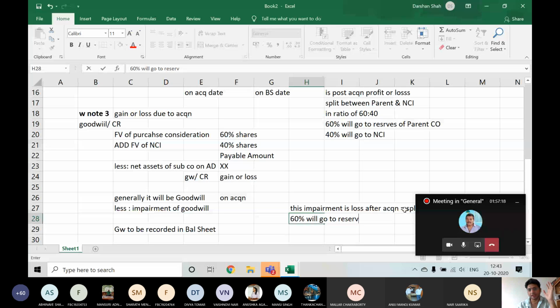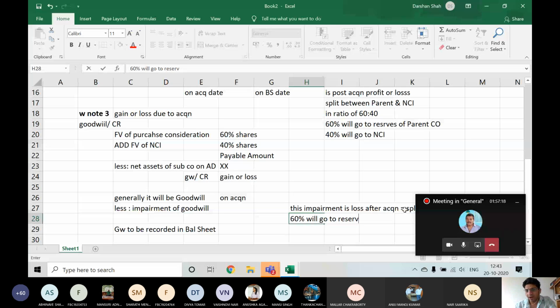Okay, this goodwill on acquisition we were supposed to record in the balance sheet, but they can say there is impairment of goodwill at 10%. So let us say the goodwill amount is 50,000 and the impairment of goodwill is 10%, so that is 5,000. Balance sheet में goodwill लिखेंगे हम लोग 45,000, right? 50,000 minus 5,000, 45,000 will be the goodwill written in the balance sheet.